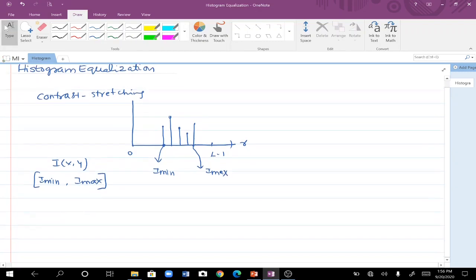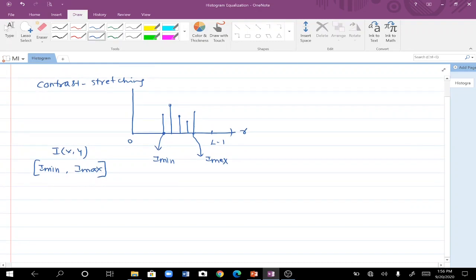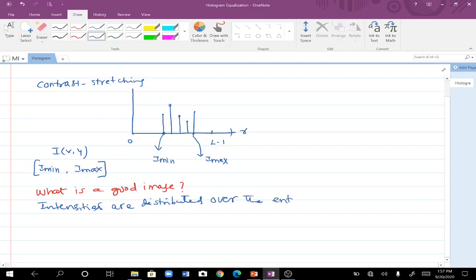Then we have our own definition of what it means by an enhanced image. Let's call it qualitatively a good image. We had our own definition of what is a good image. What is our definition when we are using contrast stretching? It is the image where the intensities get distributed over the entire range. How did we achieve that?